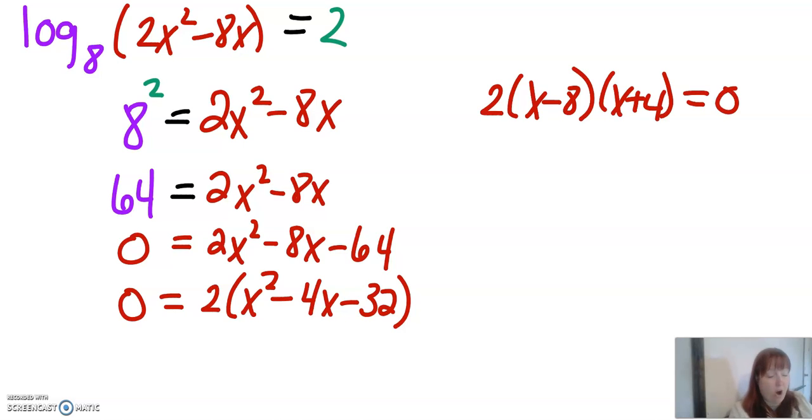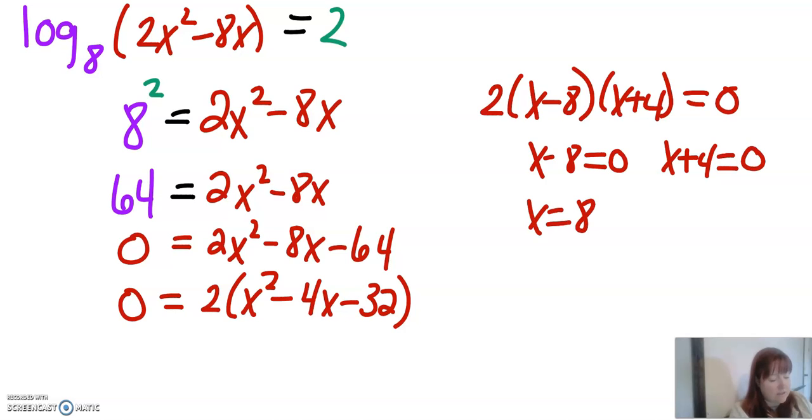Okay, so then we set all of our factors equal to 0. Well, 2 can never equal 0, so we don't need to set that equal to 0. We have x minus 8 equals 0 or x plus 4 equals 0. So either x equals 8 or x equals negative 4. Those are our two options.